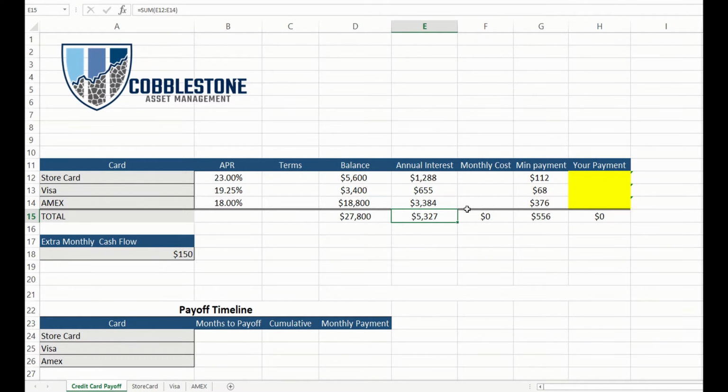It's substantial. Let's turn that into a monthly figure because when it comes to budgeting, a lot of times we're thinking in months. I'm just taking the annual cost and dividing by 12.